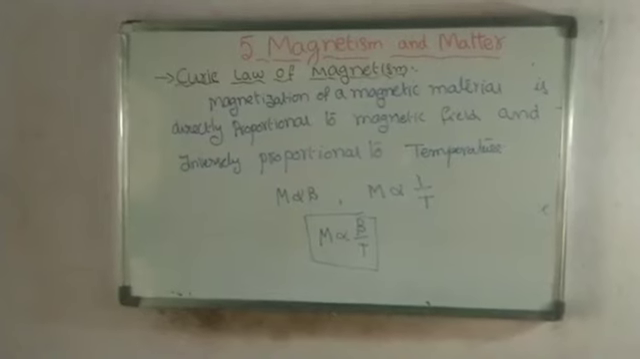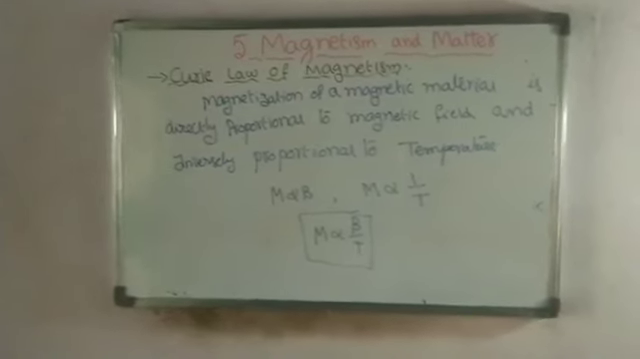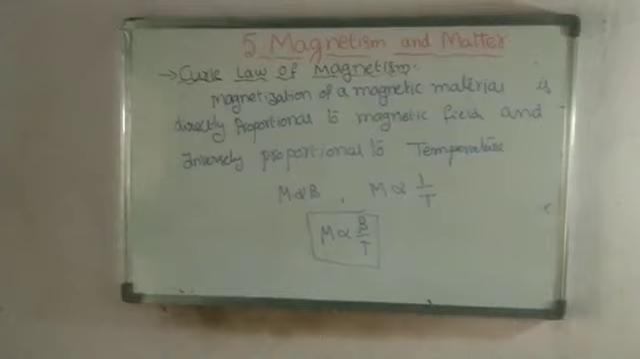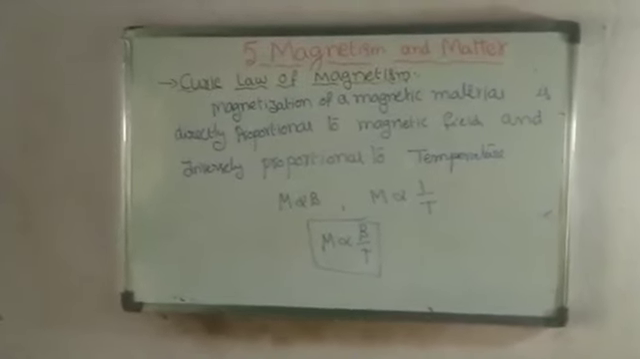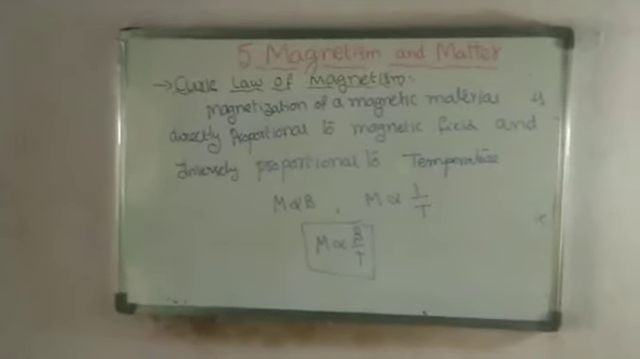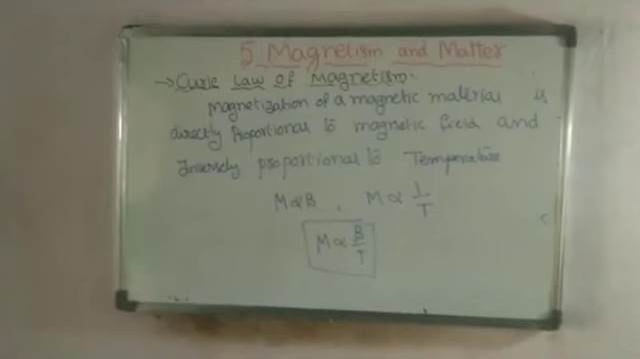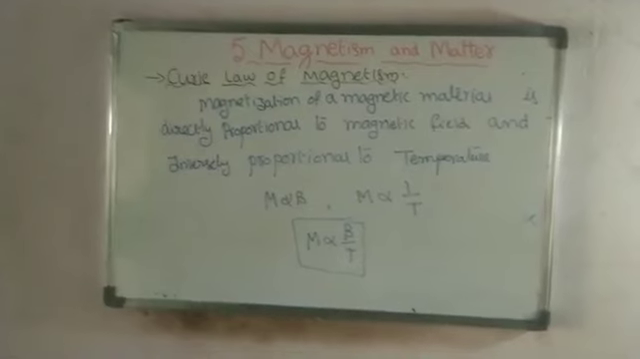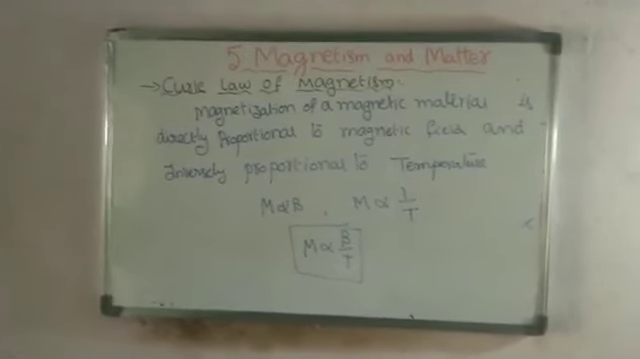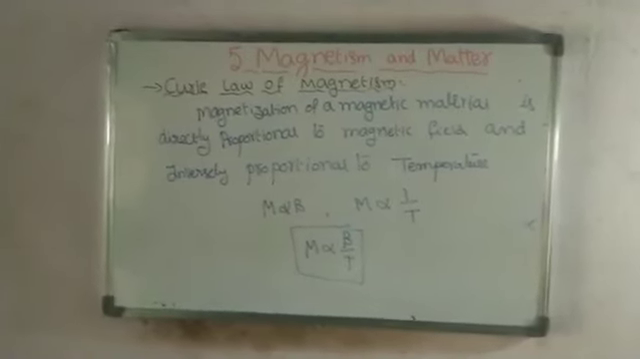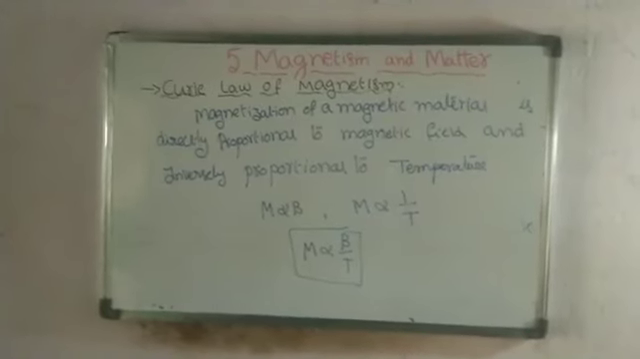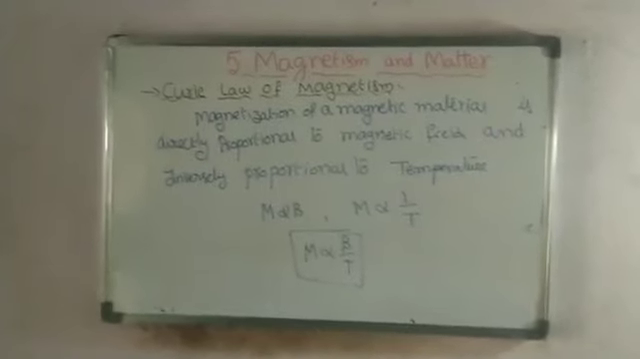The next concept is Curie's law of magnetism. In this we have two questions. One is explain Curie's law, the second one is Curie's temperature. Don't confuse in this. Curie's law is different, Curie's temperature is different. Once you see the question, see what they ask, Curie's law or Curie's temperature. First see Curie's law. Curie's law is nothing but the magnetization of a magnetic material is directly proportional to the magnetic field and inversely proportional to the temperature. This is called Curie's law.